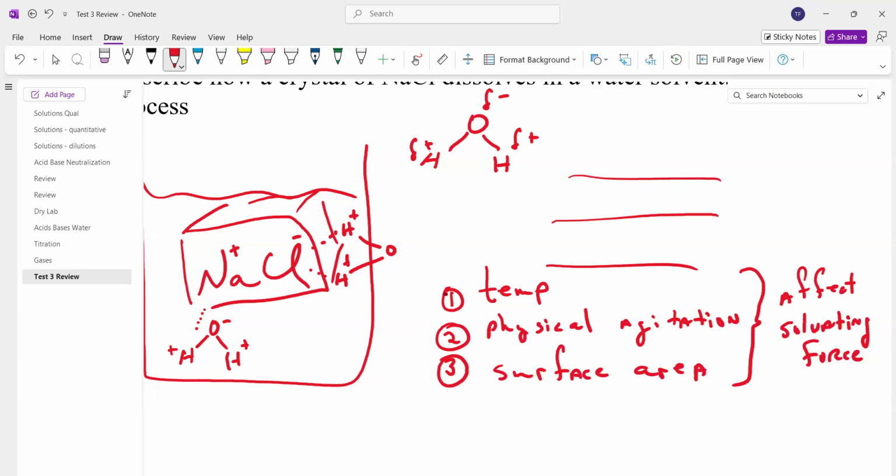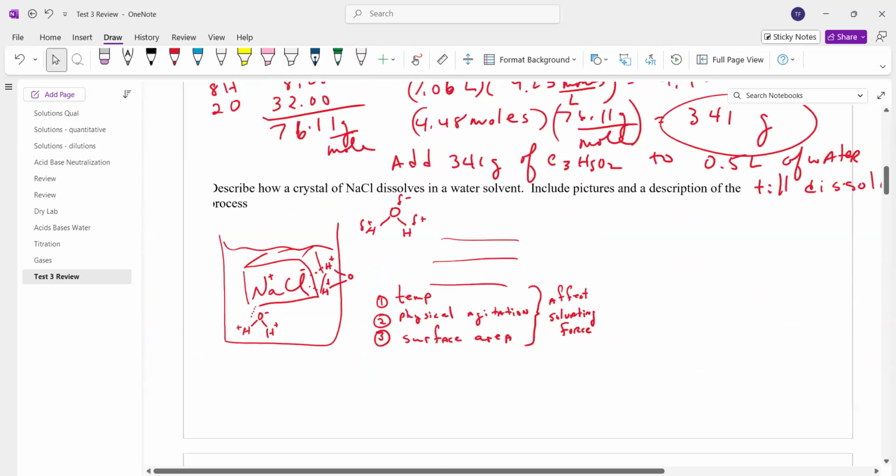You stir your sugar in your coffee to get it dissolved, as opposed to not stirring it. It'll dissolve faster if you stir it. If you put it in hot water versus cold water, it'll dissolve faster. And if you use powdered sugar versus a big rock candy size sugar crystal, it'll dissolve faster. Every one of those has a very profound effect. Anyway, that's what I'm looking for here, and there's a lot of little parts to this. Any questions about how the crystal dissolves?